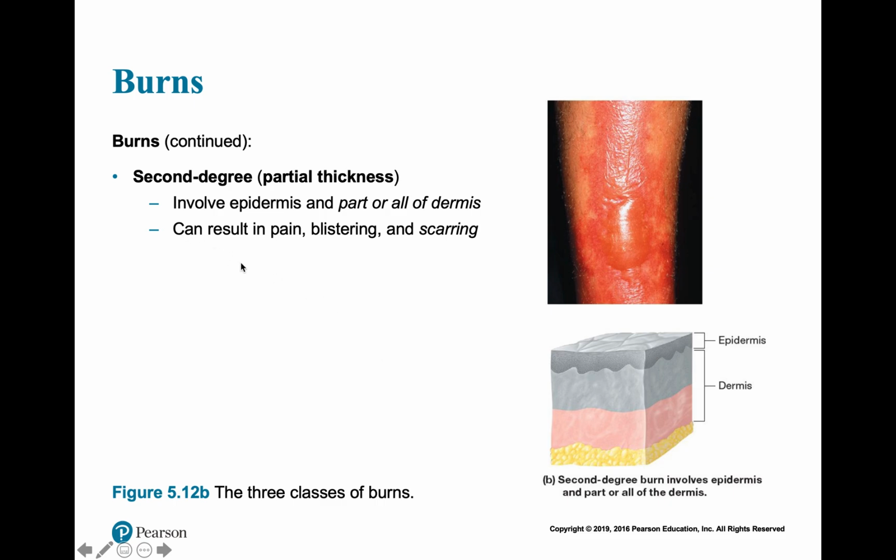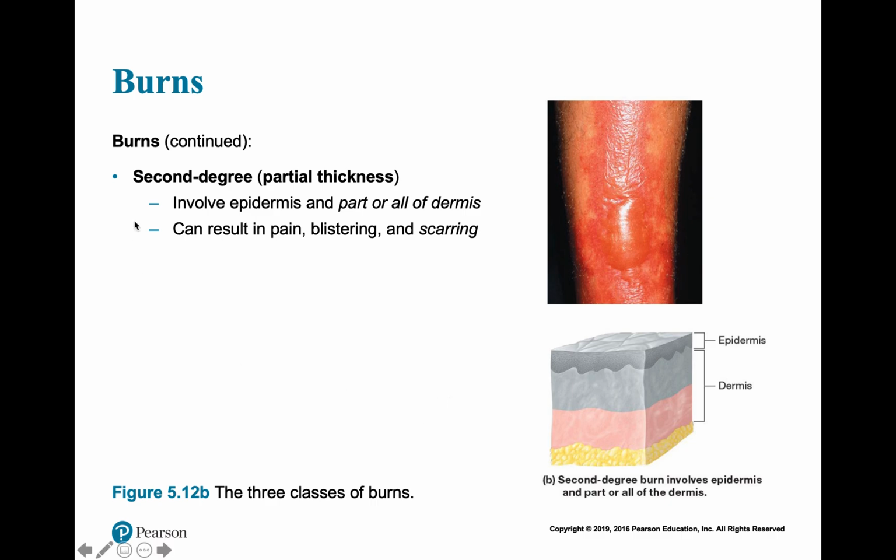A second degree or a partial thickness burn, this is a burn that affects not only the epidermis in the area of the burn, but part of the dermis as well. And so that's why it's called a partial thickness or a second degree burn. Now this can cause more pain, some blistering, and possible scarring. Blistering because of water accumulation and inflammation in that area.